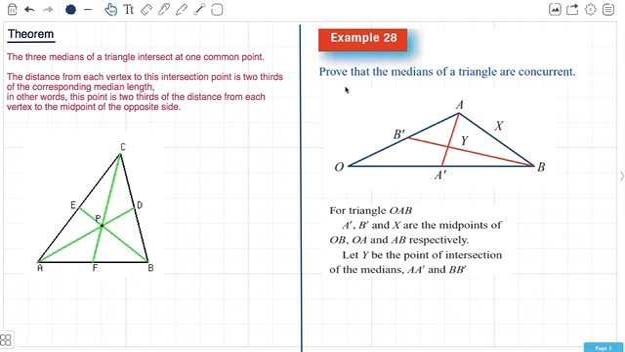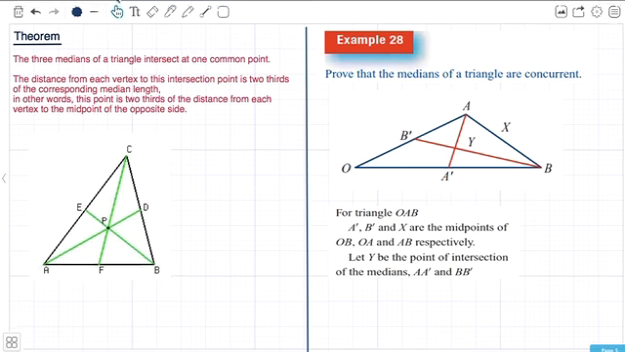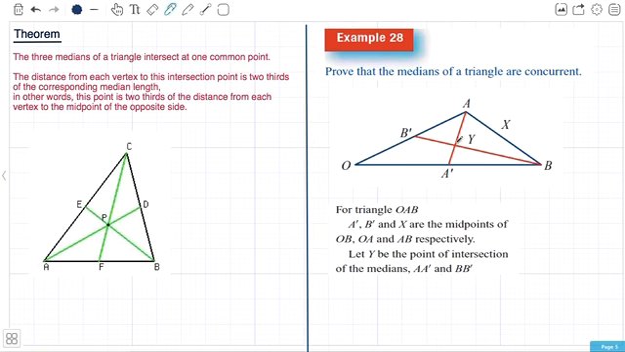So what this is saying to us is to prove that the medians of a triangle intersect at a common point, and in the diagram that we've drawn, we're going to call that point Y. So that's our intersection point. If we look at a theorem that is well known for triangles, it's this one here. First of all, what we're going to prove is that the three medians of a triangle intersect at a common point, and also the fact that the distance from each vertex to this intersection point is 2/3 of the corresponding median length.